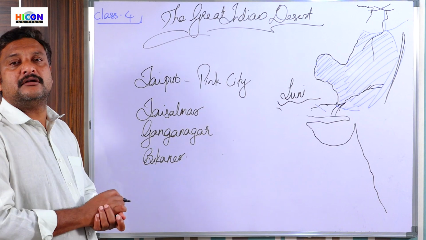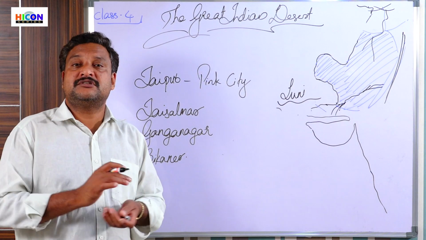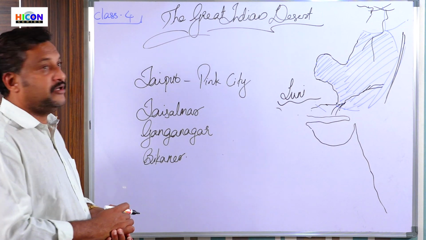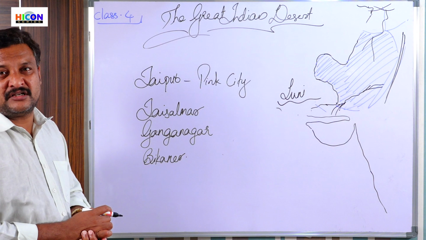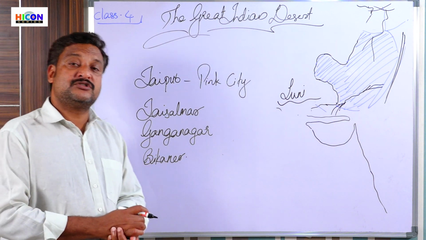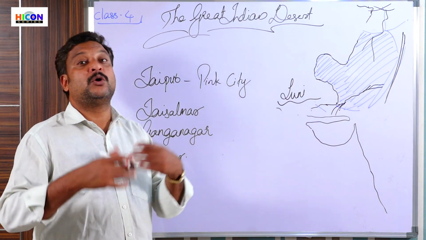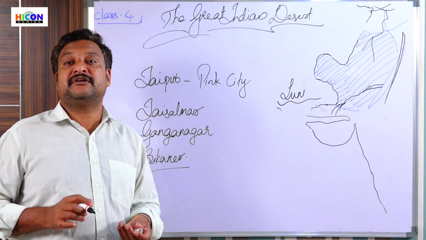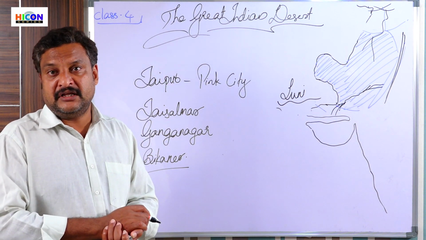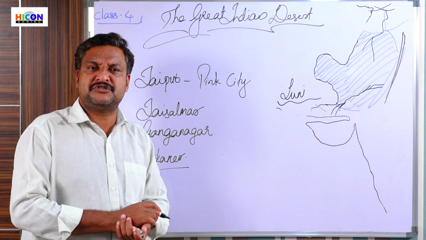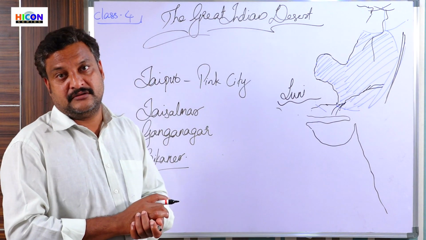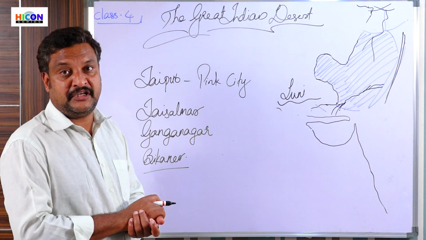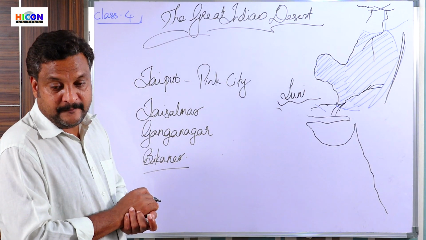You know what? Woolen clothes are used in the cold regions, isn't it? Especially the northern mountain regions like Haryana, Himachal, Kashmir and all. Why are woolen clothes used? Because it's very cold there, isn't it? And Bikaner is one of the most famous centers of woolen clothes in India. There are a large number of sheep rearing units, and the woolen industries are there in Bikaner. Now, Jodhpur.